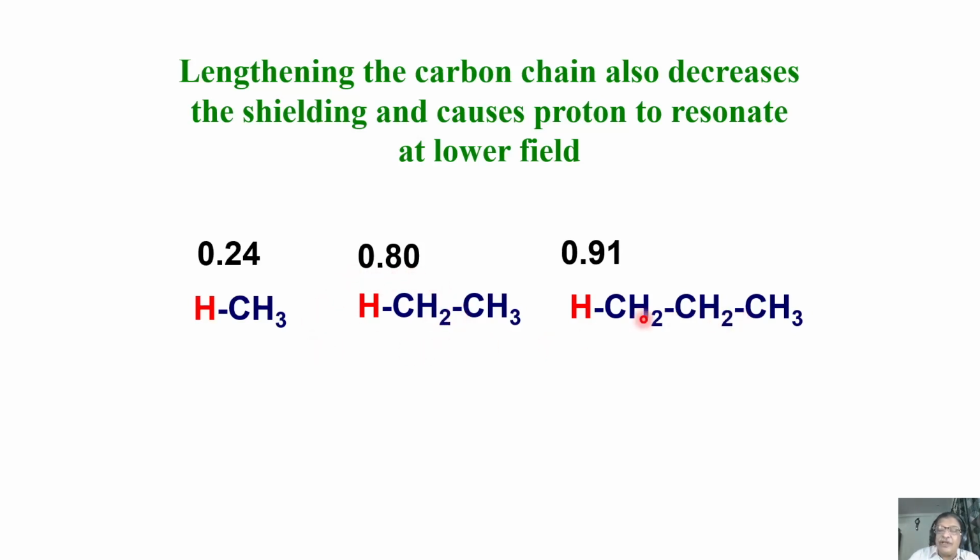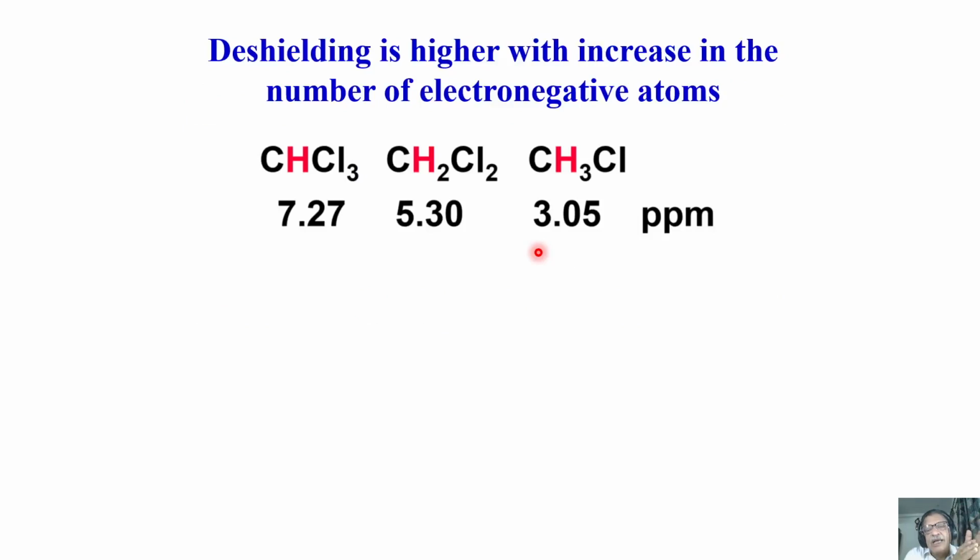Now lengthen it further. Add one more CH2 in between. Now look at this proton. This moved further downfield. So lengthening of the carbon chain also has an effect of decreasing the shielding. Now consider a simple molecule, chloroform, CHCl3. We have one single proton in this molecule. There are 3 chlorine substituents. I take the proton spectrum of this molecule. I get only one peak at 7.27 ppm.